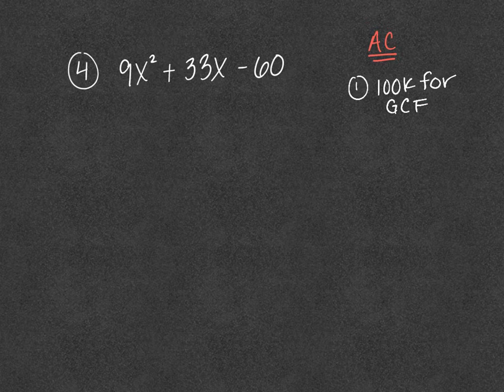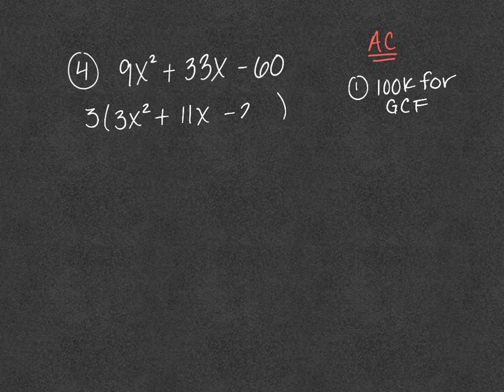So let's do that. I believe you could take out a 3 out of this whole thing. So we'll make this 3x squared plus 11x minus 20. And although I took out a GCF, I didn't get rid of the number in front. There's still a number in front, so we still have to use AC.